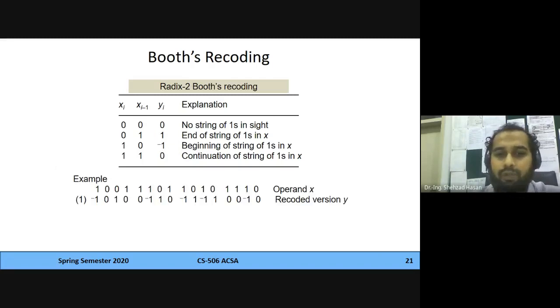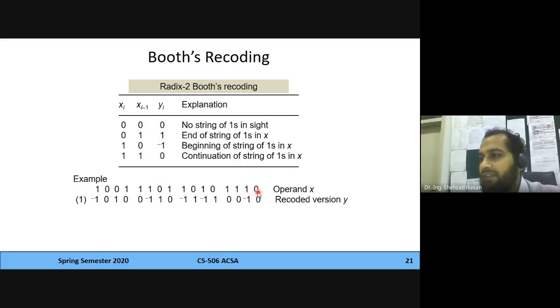So let's try to do it for a number like this. Okay, I have the answer with me as well. Okay, so let's try to do the same. So this is our operand, 10011101 10101110. So this is our operand, and we need to decode it looking at this table. Okay, so we look at 2 bits at one time and convert those 2 bits into a single symbol having 0, 1, or minus 1.